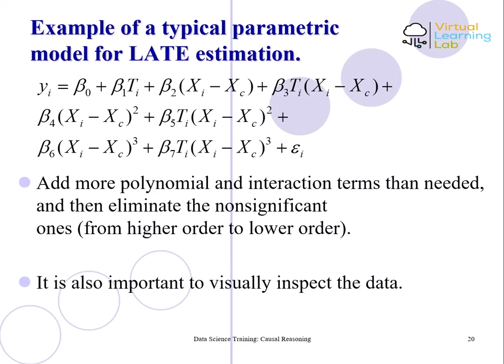So this would be a more typical parametric model for regression discontinuity design. Note that this model has interaction terms, and it also has quadratic and cubic terms and interactions involving the quadratic and cubic terms. So it could be overspecified, but it will protect against misspecification, and you could do backward selection by eliminating non-significant terms after it's fit to the data.